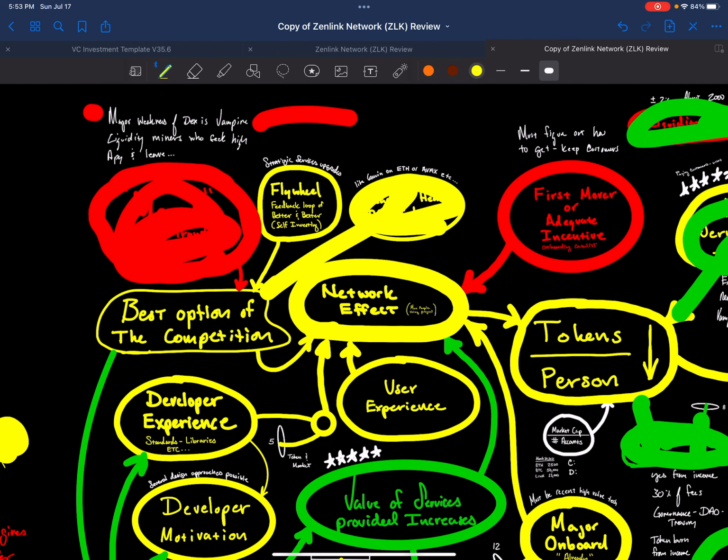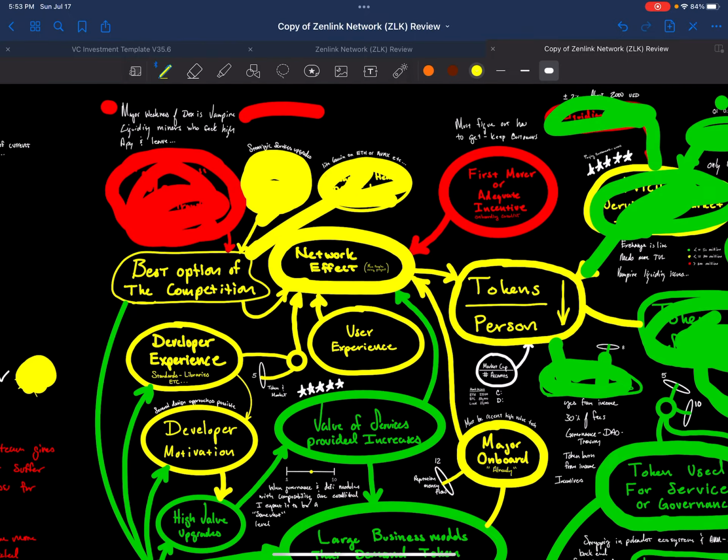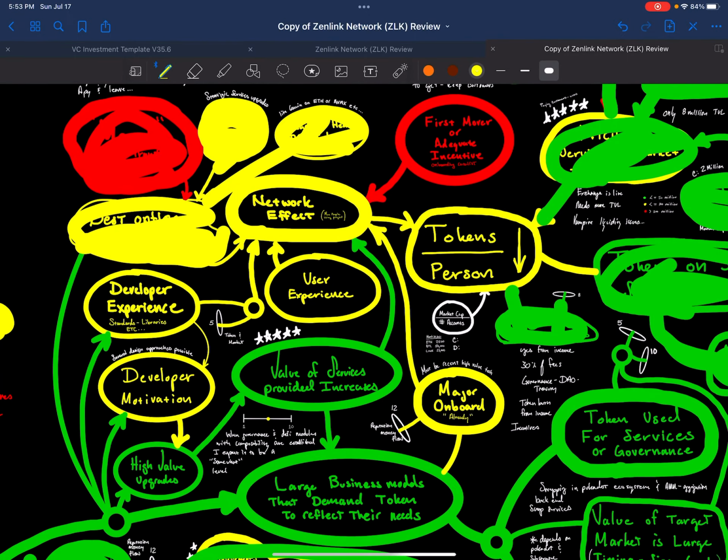This is neutral, don't have anything there. Strategic upgrades, so these are kind of things that are relevant. Best option to competition, I'll put that as neutral for now. I will say that this is one of the best DEXs in Polkadot because it's on Moonbeam, it's on Glimmer.